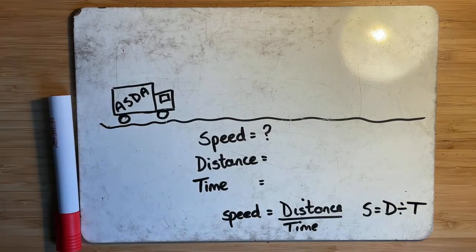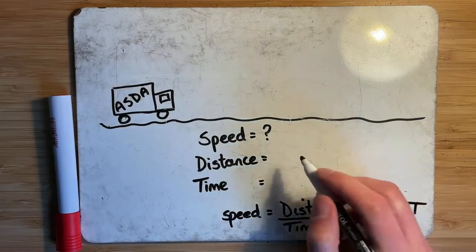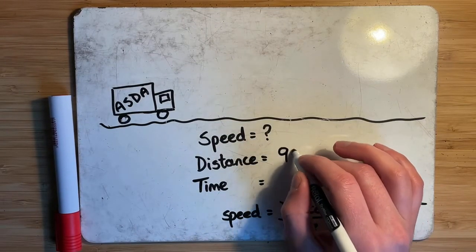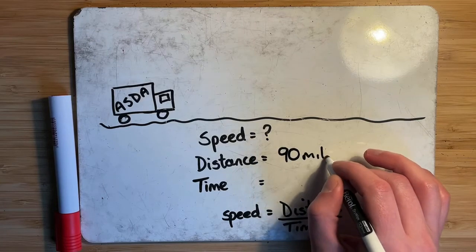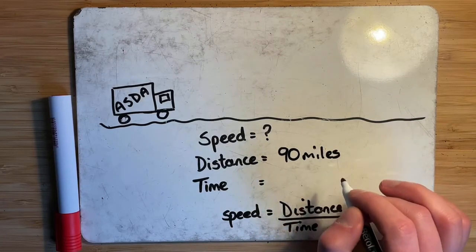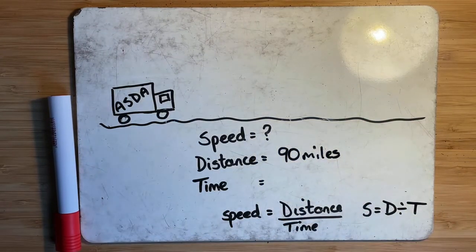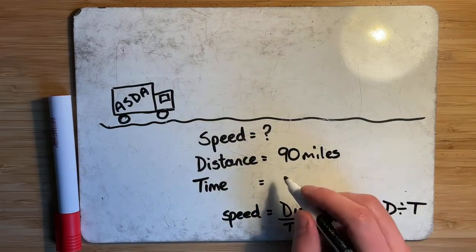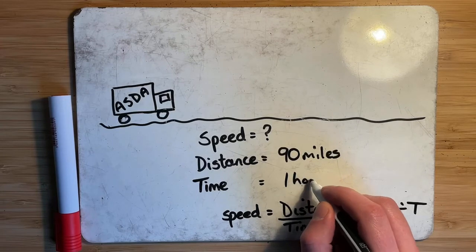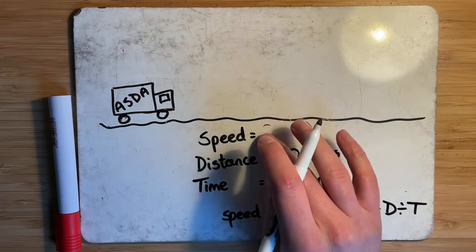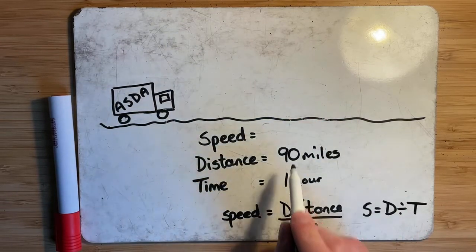So let's say we've got our little Asda truck. And let's say that he travelled 90 miles. He went all the way up to Dundee, let's say. I have no idea if Dundee's 90 miles away, but let's just say that it is because we're doing an example. And let's say that it took him 1 hour to get all the way up to Dundee to travel 90 miles.